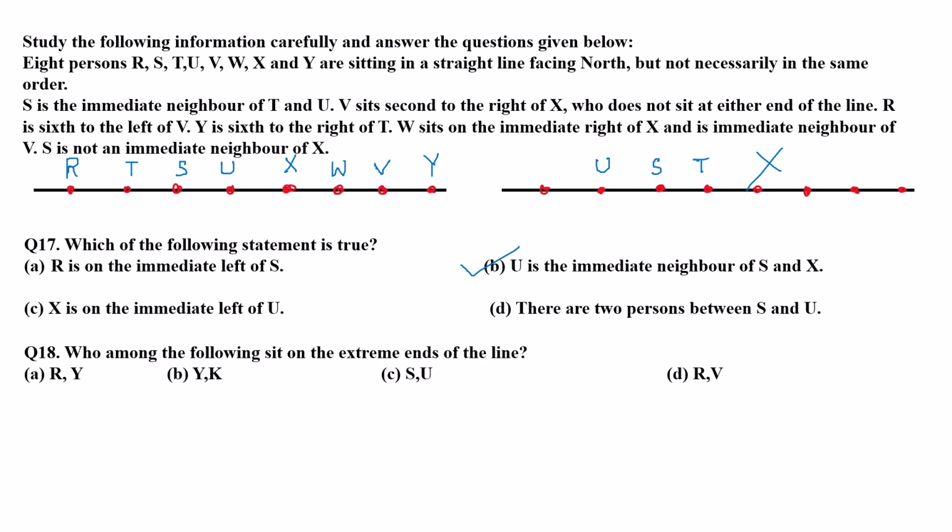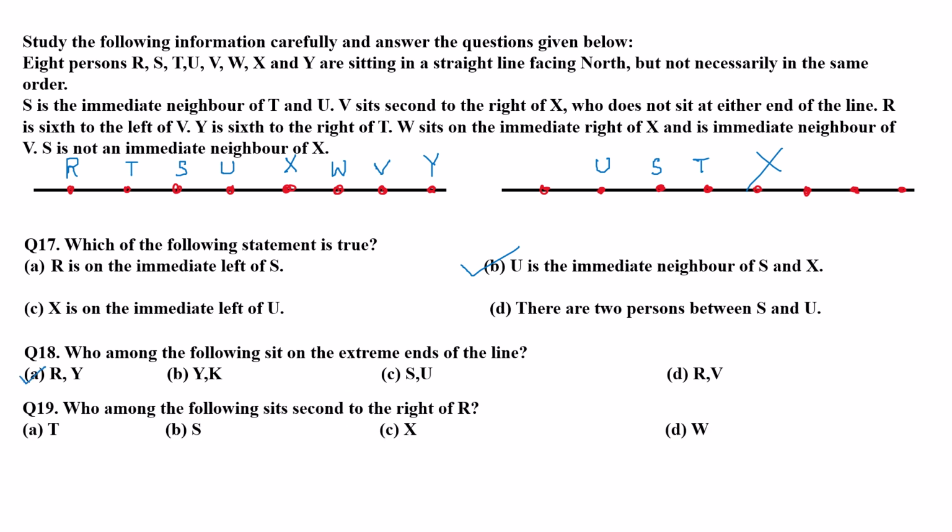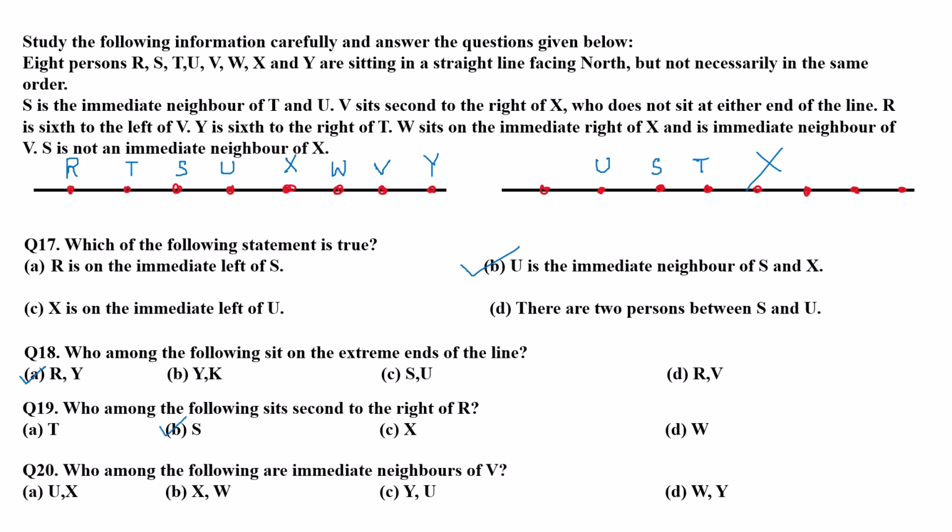Now moving to the next question. Who among the following sit on the extreme ends of the line? The extreme ends are R and Y, isn't it? So A is the correct option. Next, who among the following sits second to the right of R? First right is T, second right is S. So the correct option is option B. And question 20 is, who among the following are immediate neighbors of V? Immediate neighbors of V are W and Y. So D is the correct option.